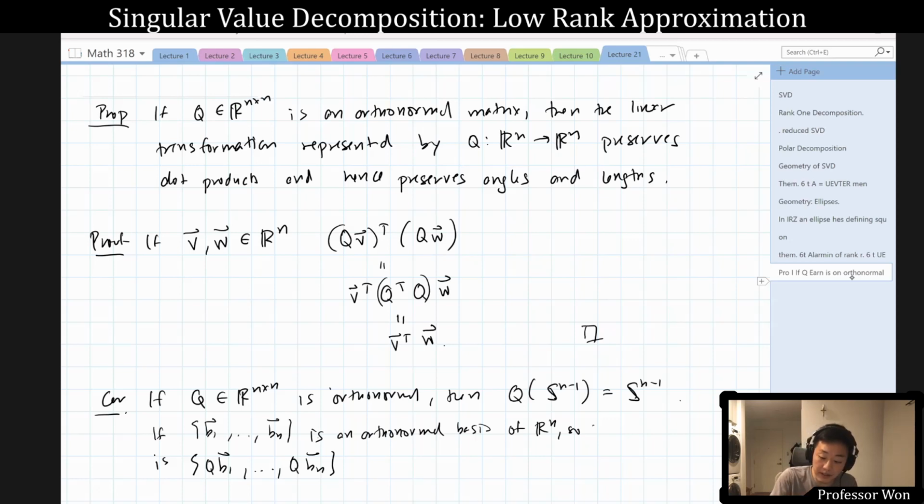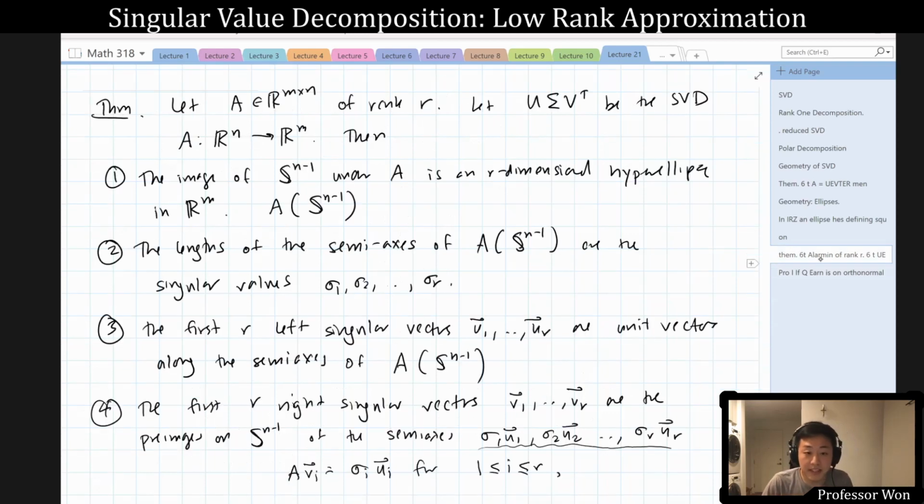But now I want to talk about the theorem that we're trying to understand, which tells you how to understand what the linear transformation A is doing by using the singular value decomposition. Because the singular value decomposition says that you can understand A in three parts. First, it does V transpose, which is an orthonormal matrix. Then it does sigma, which is a very nice sparse matrix. Then it does U, which is another orthonormal matrix.